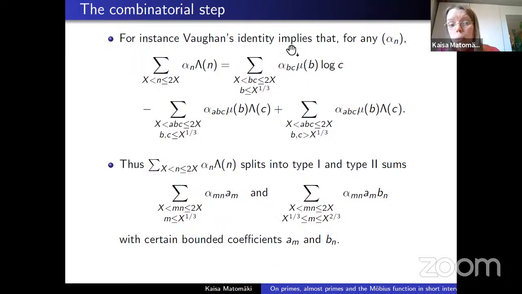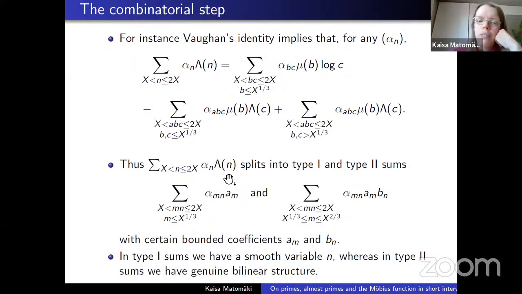The sum here is more or less a type 1 sum, because here we have b up to x to 1 over 3, and it has an unknown coefficient mu b. And the c has a very smooth coefficient log c, so it's almost as if there is no coefficient. And this, on the other hand, is of type 2 form, where we have a genuine bilinear form with m and n both being between x to 1 over 3 and x to 2 over 3. So all of these sums can be written in either of these forms.